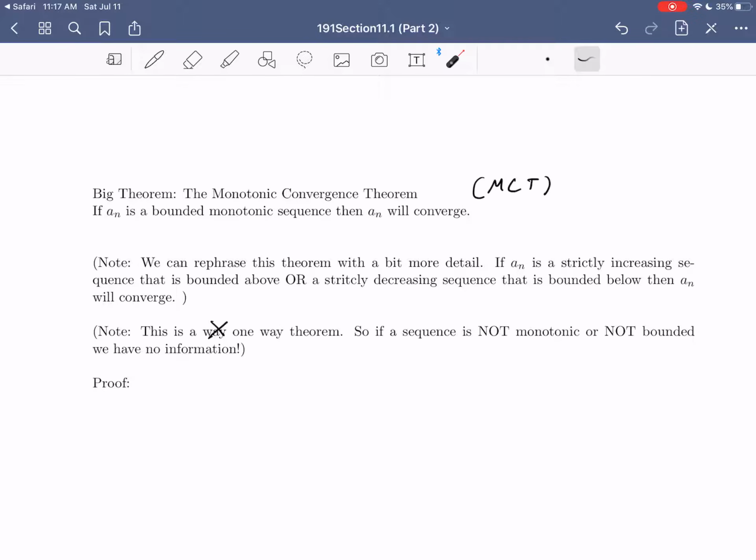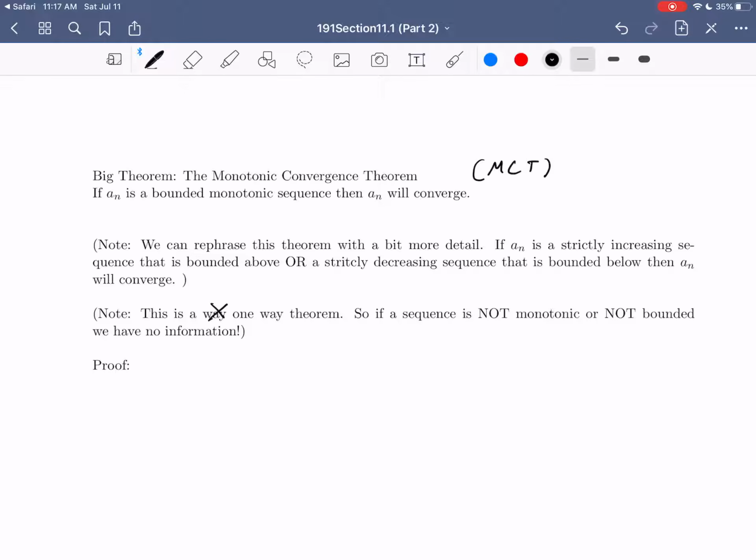So that's what we mean by a one-way theorem. It just says that if you know these two things, you automatically get this conclusion. Otherwise, no information. So let's go ahead and give a proof for this.